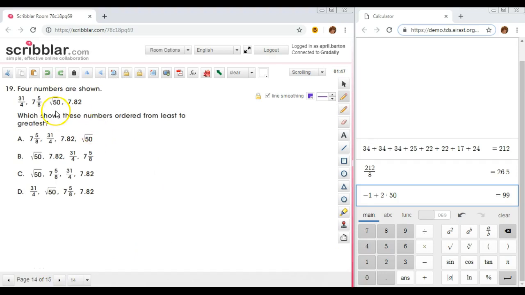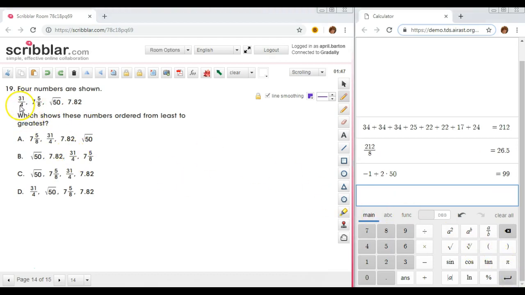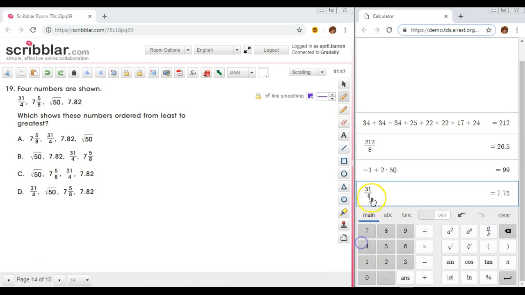Question 19. 4 numbers are shown. Which shows these numbers ordered from least to greatest? So to do that, we need each of these as a decimal. So we're going to use our calculator heavily on this problem. The first one, 31 divided by 4. You can either hit the divide sign or there is a fraction button. 31 over 4 is 7.75.